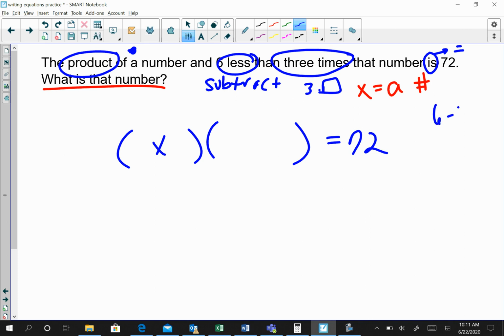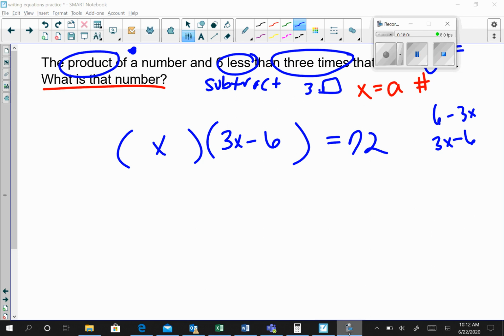And then 6 less than 3 times that number. So is it 6 minus 3x or 3x minus 6? Now, the word less than means you want to take away 6 at the end. 6 less than 3 times that number: you're going to start off with 3 times that number and subtract 6. So it's going to be 3x minus 6. From here we solve.